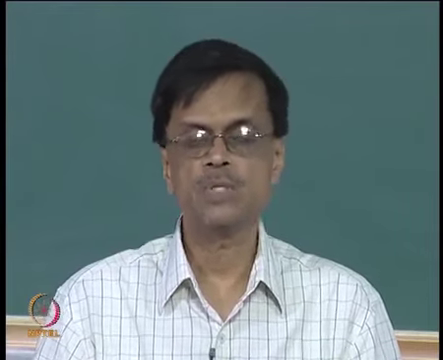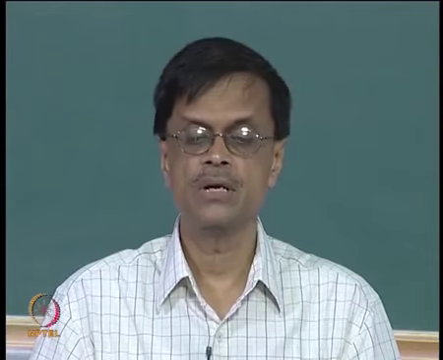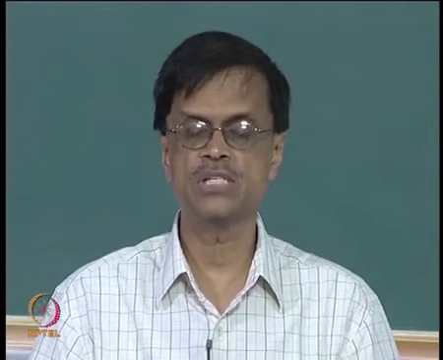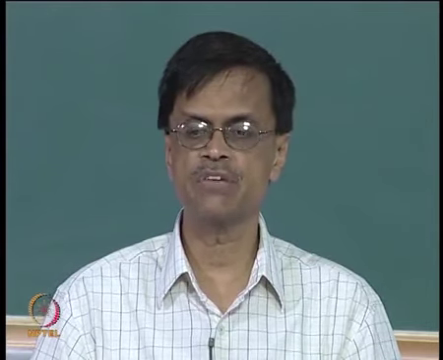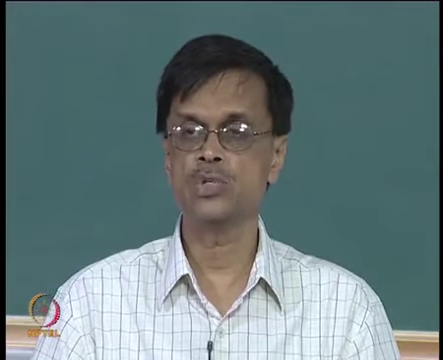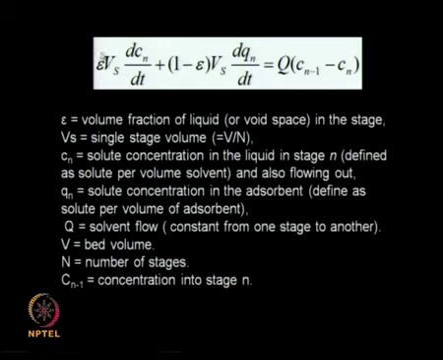Now here epsilon is the void fraction, Vs is the volume of a single stage. So the assumption is V is the volume of the entire chromatographic column, and V by N, where N is the total number of stages, is equal to Vs. Epsilon is the volume fraction of the liquid, so 1 minus epsilon will be the volume fraction of the solid. So 1 minus epsilon into Vs gives the total volume of the solid, and epsilon into Vs gives the total volume of the liquid.